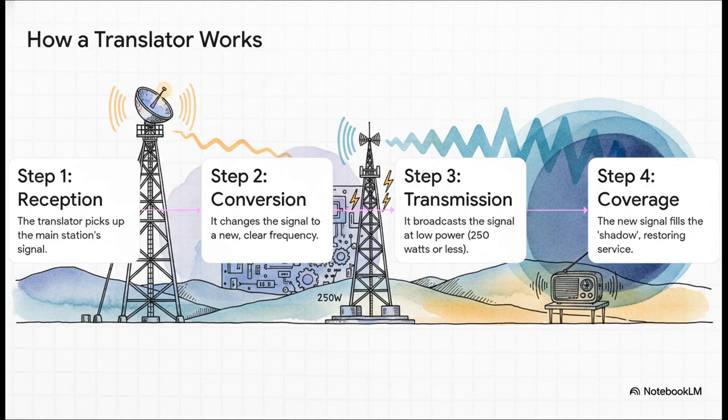So here's how it actually works. First, a receiving antenna at the translator site grabs the main station's signal. Simple enough. Second, the gear inside converts that signal to a new, open frequency. Third, it retransmits it, but at really low power. We're talking 250 watts or less, just enough to cover that targeted dead zone. And finally, that new signal fills the shadow. And just like that, your radio reception is back.